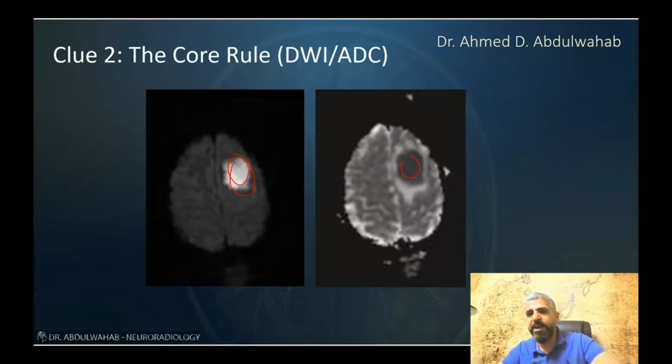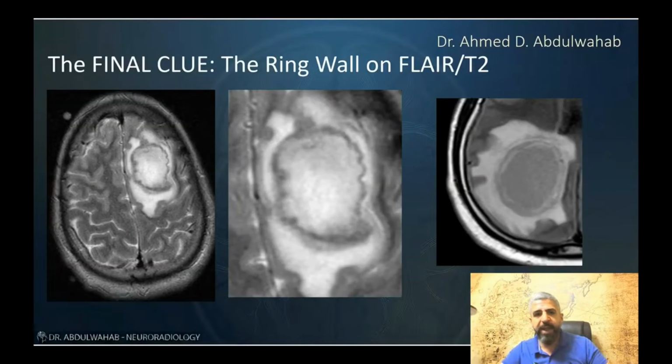So let's go to the final clue: the ring wall on FLAIR and T2. Let's re-examine the FLAIR and T2. Notice how smooth and thin that ring is. Look, the ring is very smooth. It has a subtle dark edge, very subtle. The edge is a little bit dark. This smoothness is the signature of a benign, smooth capsule, not the rough, thick wall of GBM.